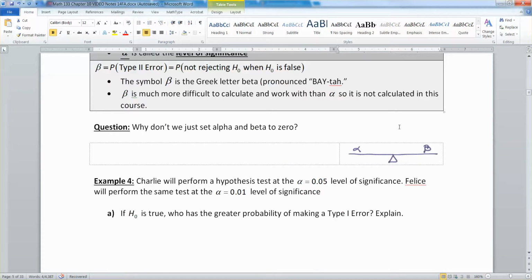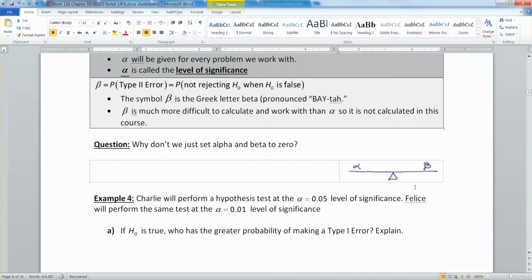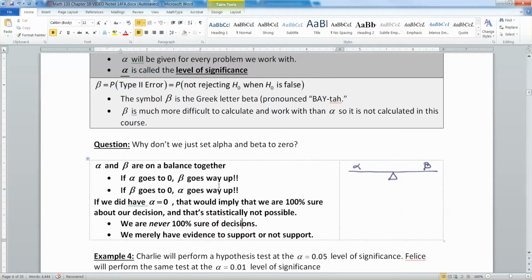And that's why I say alpha and beta are on a bit of a pendulum with each other. I think of it as a seesaw or teeter-totter. They're on a balance, and if one goes up, the other one goes down. I typed all that up for you so you can see it. So alpha and beta are on a balance, teeter-totter together. That means that if alpha goes to 0, as alpha lowers down, beta will go up. And vice versa. If beta goes down, alpha will go up.